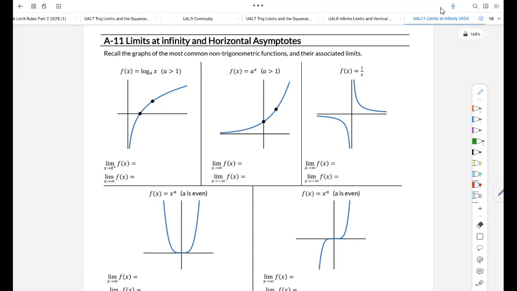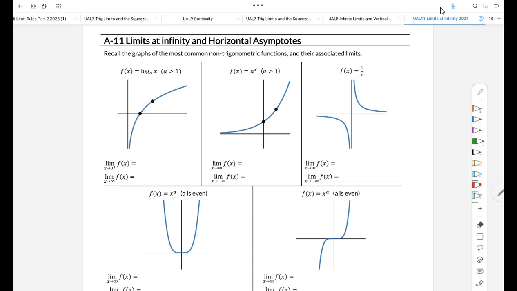Okay, so this actually is kind of a complement to A8. In A8, we looked at when we got a result of infinity and how that's a vertical asymptote. Here we're going to look at limits as x goes to infinity to help us find horizontal asymptotes.